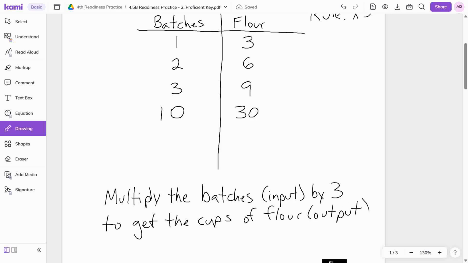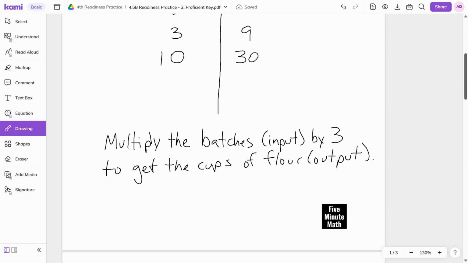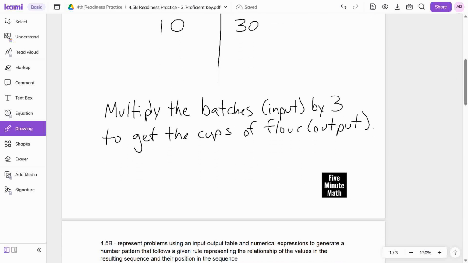All right, so we have our sentence, we have our input-output table with a sample number, and we might say that tables and sentences may vary. So yours might be slightly different than mine, but we all will need that same rule of multiply or times by 3.